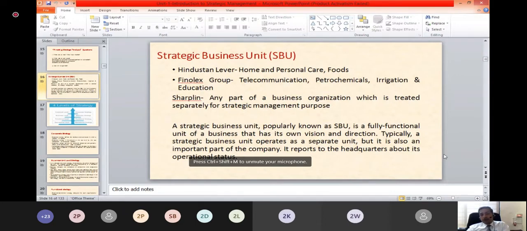A strategic business unit operates as a separate unit. However, it is under the umbrella of the main company, or it refers to the headquarters about its operational status. So it is not detached. Even if it is working in isolation, it is attached. It is the part of the main company.